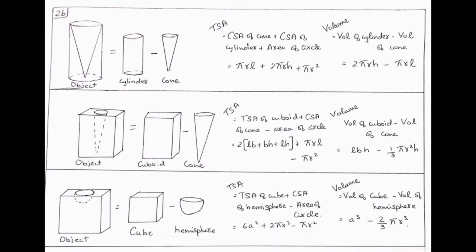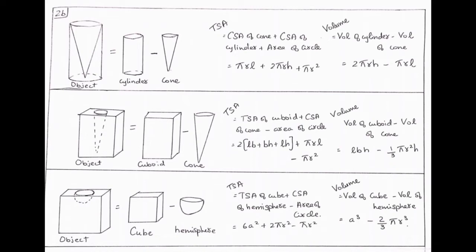You may ask why we are subtracting the area of circle. You may look at the top of the object. You have a hole in it. So that's the thing that I'm saying as pi r square, which we should subtract. And in volume, it's volume of cuboid minus volume of cone, which is depressed. So L B H minus 1 by 3 pi r square h.